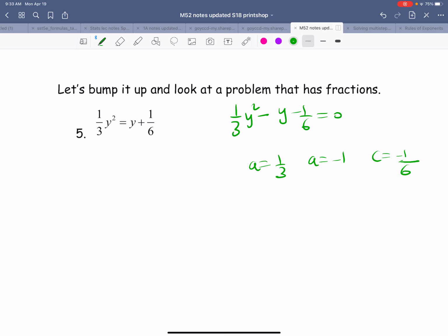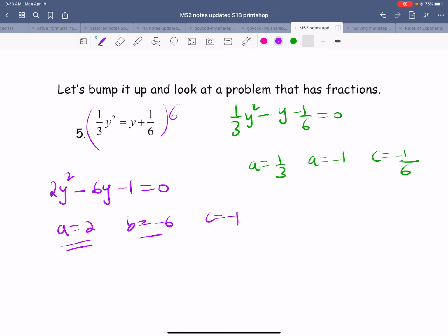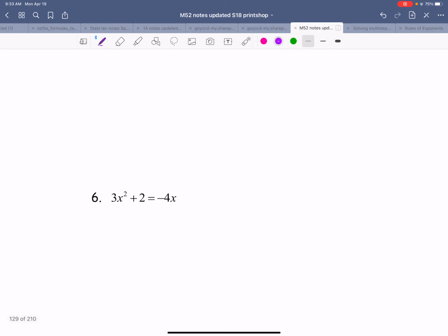Or you could make your life easier by multiplying everything on both sides by 6. And that gives you 2y squared minus 6y minus 1 equal to 0. Now your A, B, and C are a lot nicer. No more fractions to deal with. They'll be easier to plug in. Okay, so give it a try.